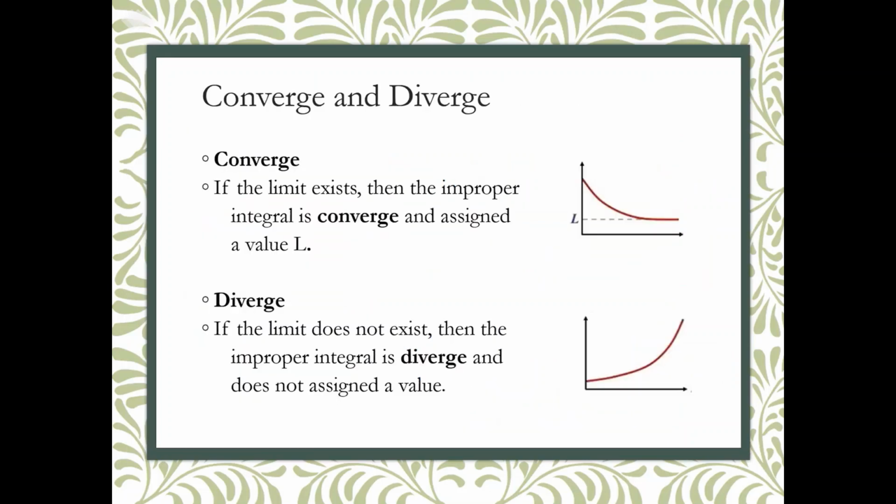In order to determine whether the given improper integral is convergent or divergent, you need to refer to the limit. If the limit exists, then the improper integral is said to be converged and assigned a value. But if the limit does not exist, the improper integral is said to be diverged and is not assigned a value, meaning the answer should be either negative or positive infinity.